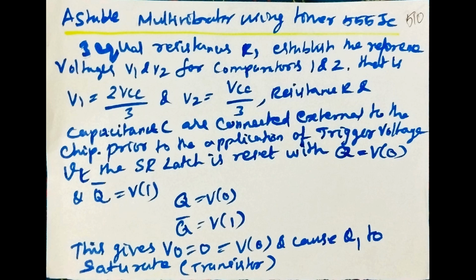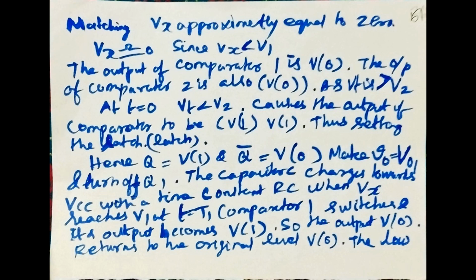Q is equal to V0 and Q bar is equal to V1. This gives V0 equal to 0 and causes Q1 to saturate. Q1 is the transistor. Hence Vx is approximately equal to 0, since Vx is less than V1.